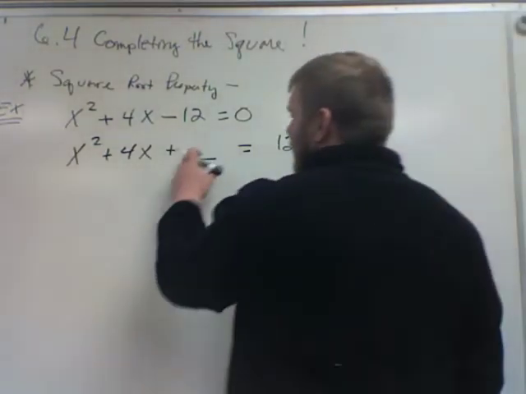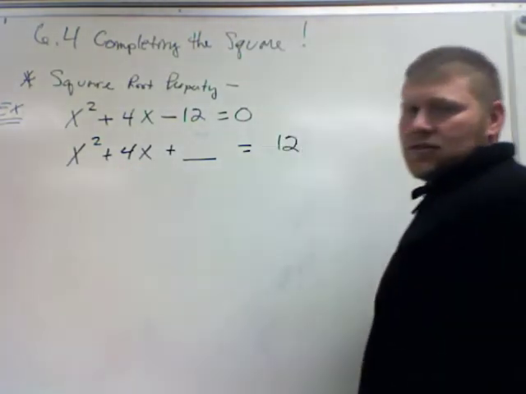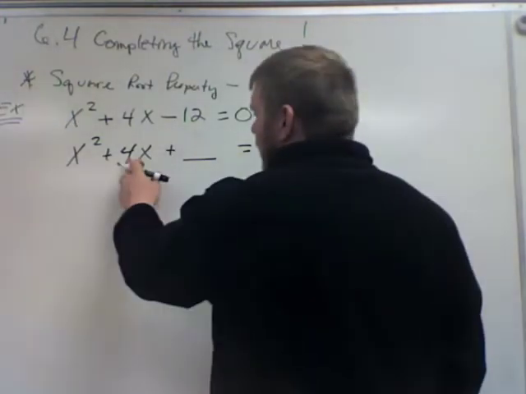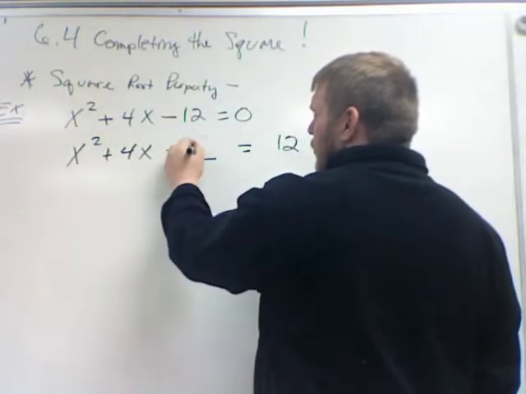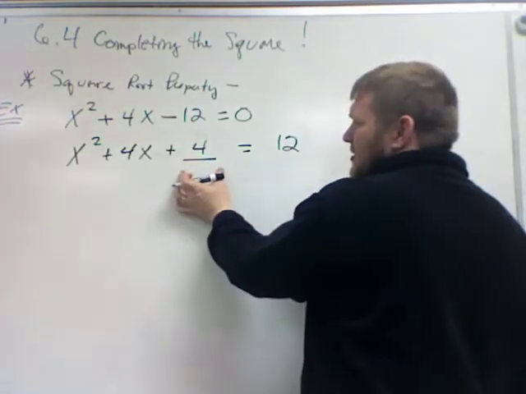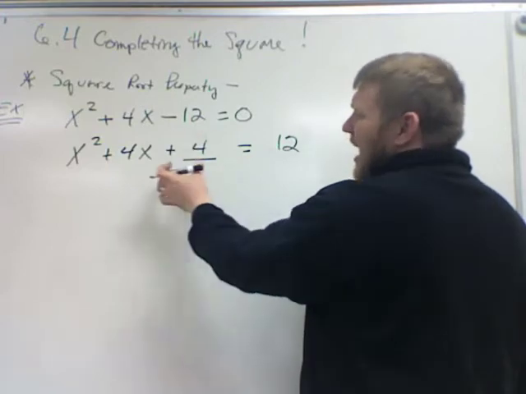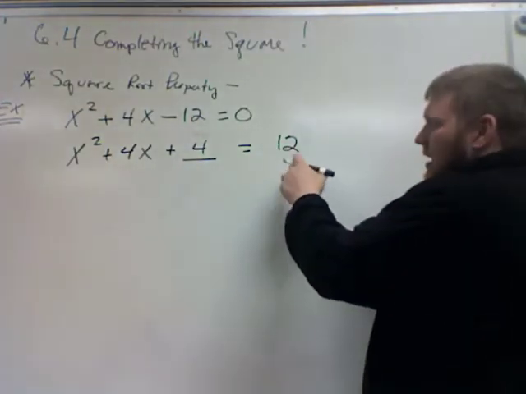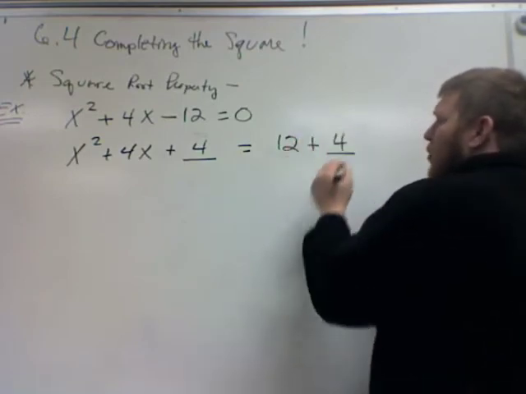Well, to do that, I take half of the b value, and I square it. Okay, I take half of the b value and I square it. So half of 4 is 2. 2 squared is 4. So now this is the tricky part. I'm adding 4 here. Now if I just randomly add 4 to one side of the equation, what do I have to do to the other side? I have to add 4 to the other side. So notice I'm adding 4 to both sides.